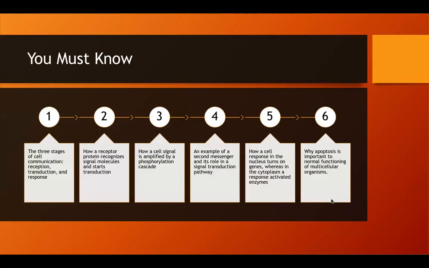First things first, you need to make sure you know and understand the three stages of cell communication, which are reception, transduction, and response. How a receptor protein can recognize signal molecules and start transduction. How a cell signal is amplified by a phosphorylation cascade, an example of a second messenger and its role in the signal transduction pathway. How a cell responds: if the nucleus turns on genes, whereas if it's in the cytoplasm, it can actually activate enzymes, and why apoptosis is important to normal functioning of multicellular organisms.